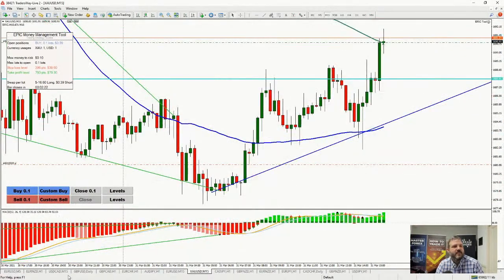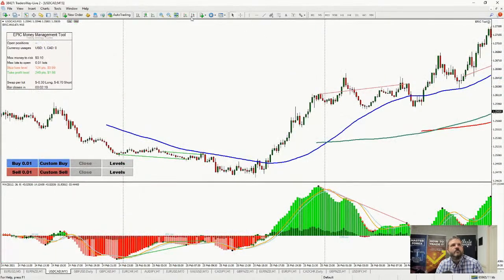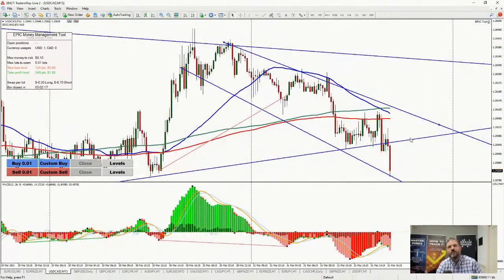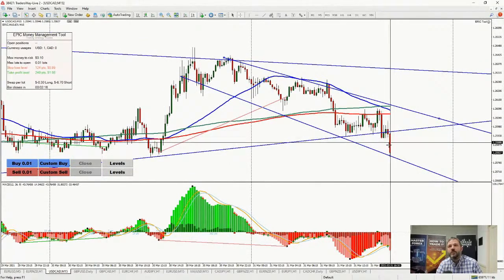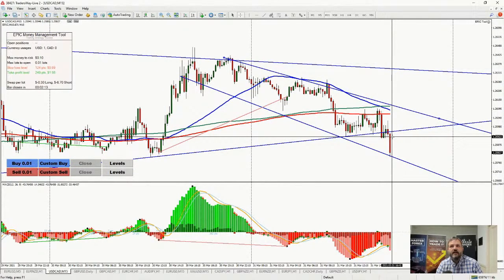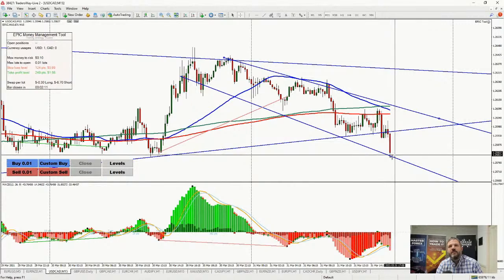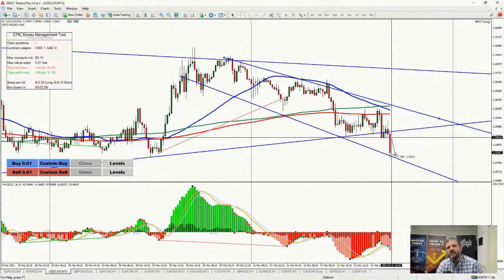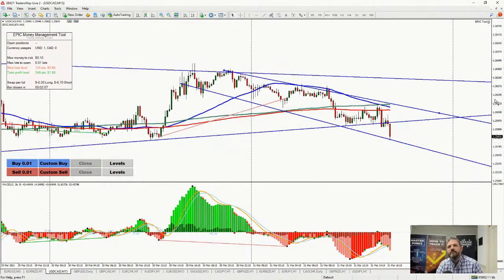So we got that. Let's look at USD CAD. Okay, so it broke. The USD CAD broke. Now I'm going to watch this. I should have got in here. We'd be up 12 pips already. So now I would love to see this. You can see we have a new trend, right?